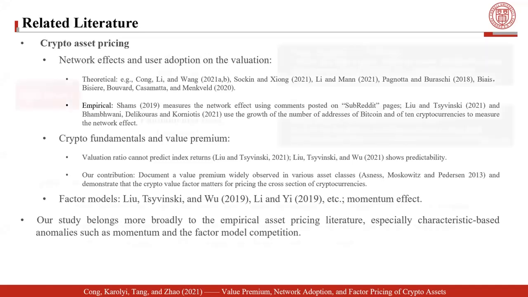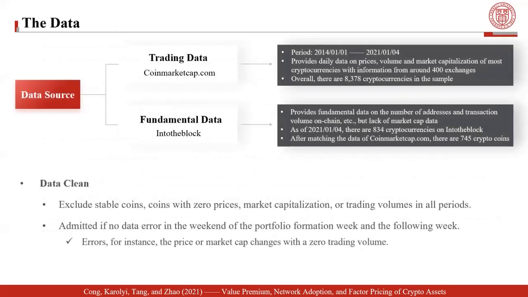So let me move on here to describe the data. We get data from 2 main sources. One is the trading data from CoinMarketCap. We exclude stable coins and coins with 0 prices or market cap or trading volume throughout all periods. We also take out data that contain certain errors. For example, the price or market cap changes with 0 trading volume, basically inconsistencies in the data. For crypto characteristics, we get data from IntoTheBlock.